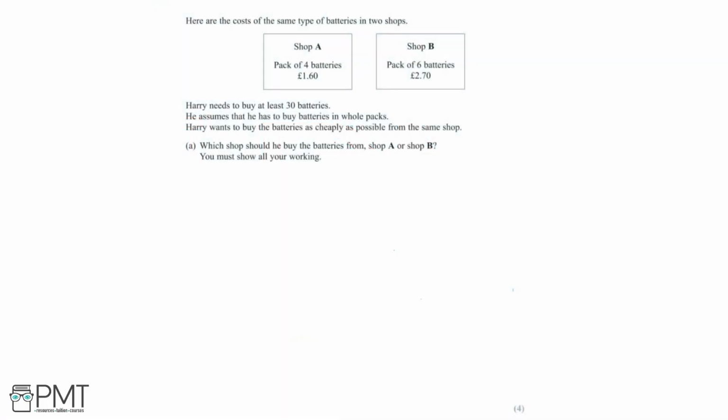In this question, we're given the costs of the same type of batteries in 2 shops. In shop A, you can buy a pack of 4 batteries for £1.60, and in shop B, you can buy a pack of 6 batteries for £2.70. Now Harry needs to buy at least 30 batteries. He assumes that he has to buy batteries in whole packs. Harry wants to buy the batteries as cheaply as possible and all from the same shop.